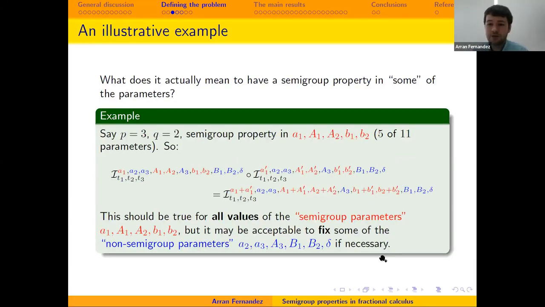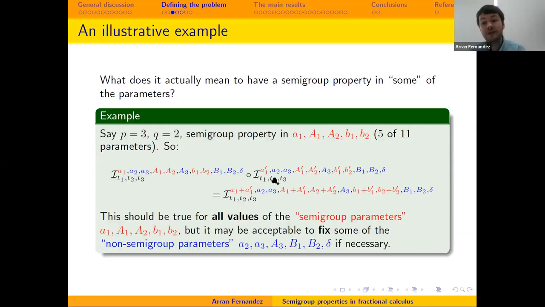So we can fix blue parameters, but it does not make sense to allow fixing red parameters, because let's say you have a semigroup property that's true only when little a1 equals 2, little a1 prime equals 7. So you put together 2 and 7 and you get 9. But that's not really a semigroup property by itself, just with those values, because that just means maybe by coincidence 2 and 7, when you put them together, you get 9. A semigroup property should be true for all values of the parameters that you are adding. The red ones, they get added together. They should be free parameters, can take any value.